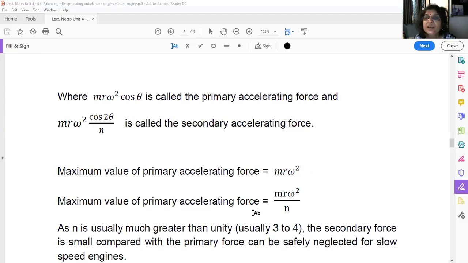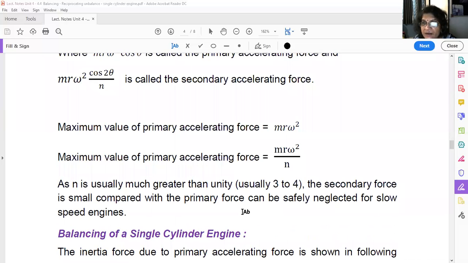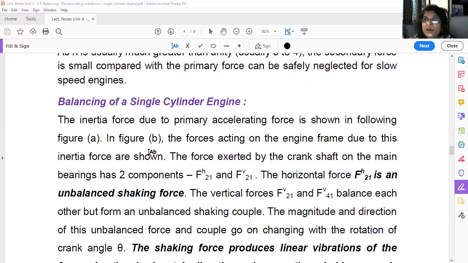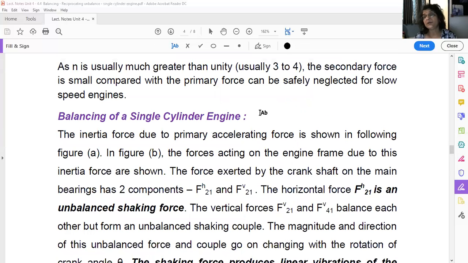So if the engine is running at very slow speed, you need not balance for secondary forces because their magnitude is already very small. But for every engine, it is necessary to balance the primary force. Once you balance the primary force, even if it is a high speed engine, then you go for secondary balancing force.